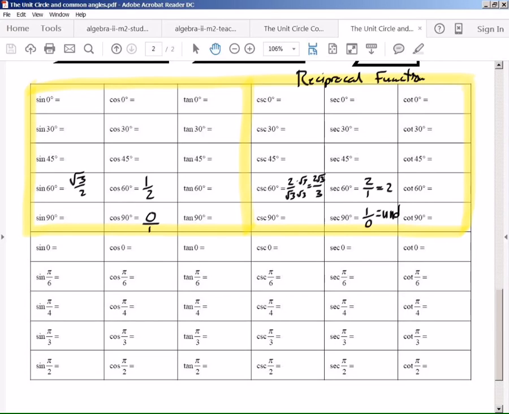All right. So I want you guys right now to take the time to find the reciprocals of each of those, which you already found, so you can put them in the answers for your reciprocal trig functions.